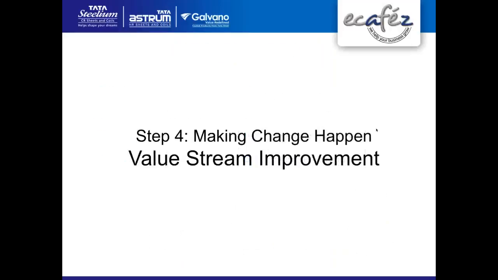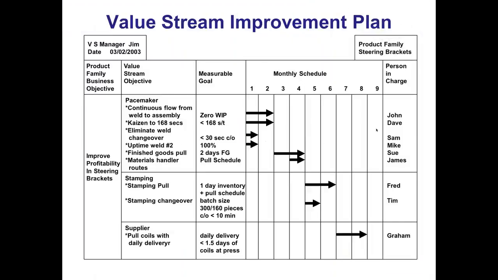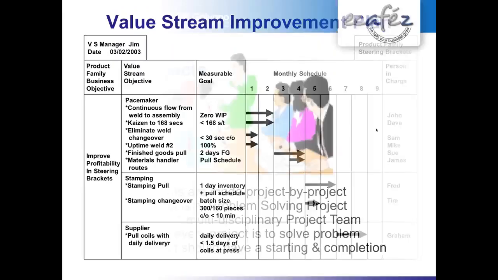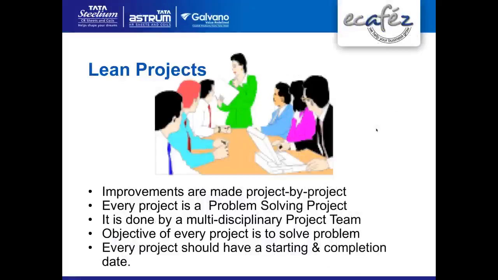Now the next step, making change happen. How to make change happen? From the value stream mapping, we try to find out what the problems are, and from the problems, we make a project team. We make a schedule for the next 12 months, what projects will be taken up to improve the process performance of the company, and the improvement plan is made, and according to the plan, projects are allotted. Improvements are made project by project, every project as a problem solving project.